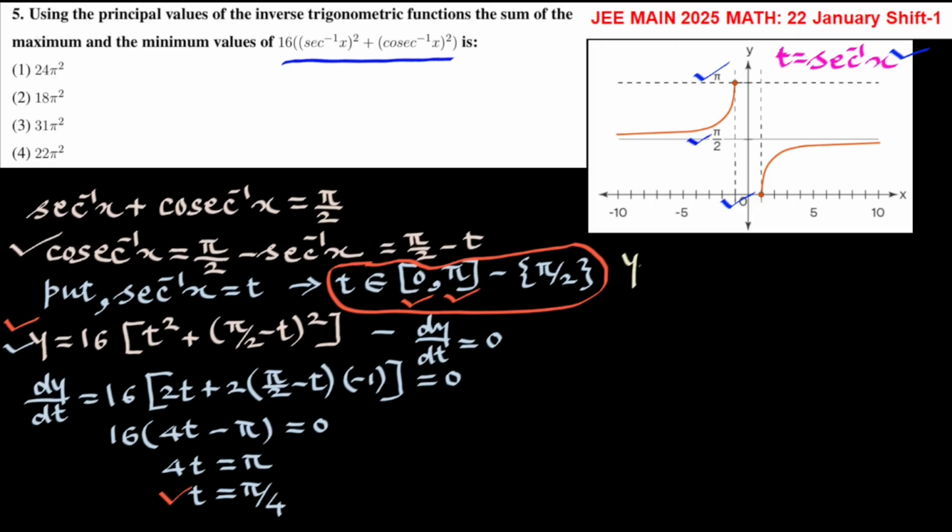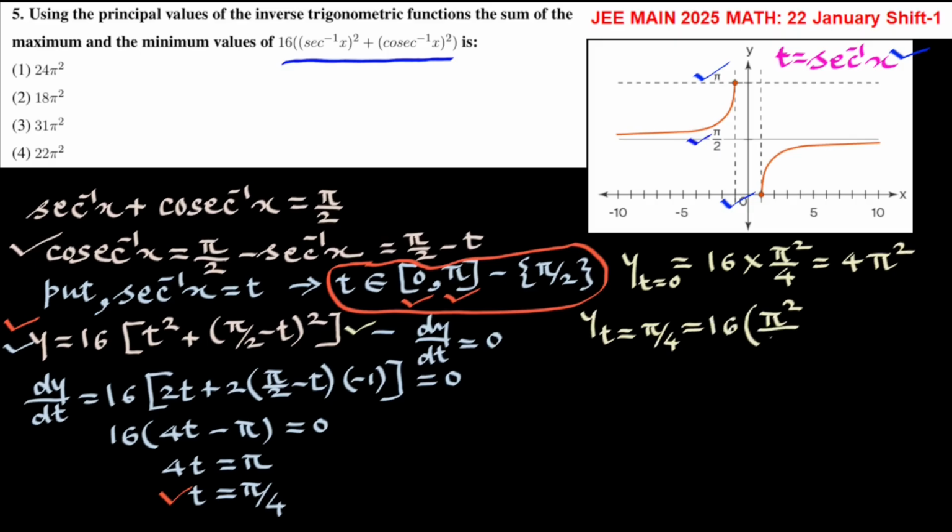So first, y at t equals 0: from here 16 into (pi by 2) square, pi square upon 4, 4 pi square. Then the value of y at t equals pi by 4 equals 16 times (pi by 4) square, pi square upon 16, plus (pi by 2 minus pi by 4), pi by 4 square, pi square upon 16. That will be 2 pi square.